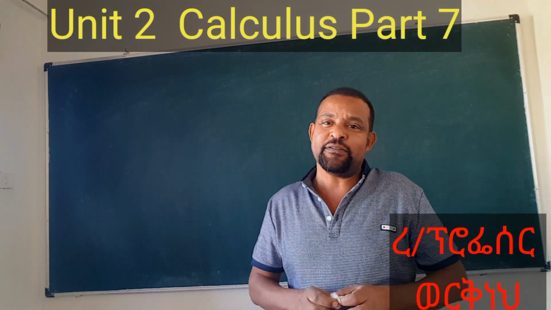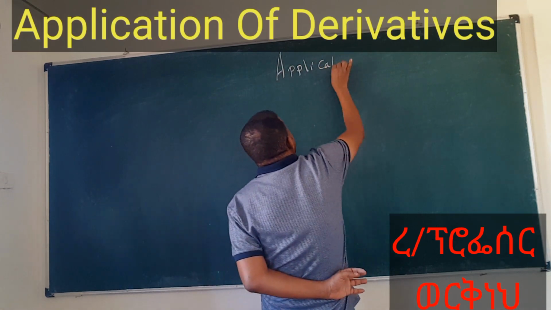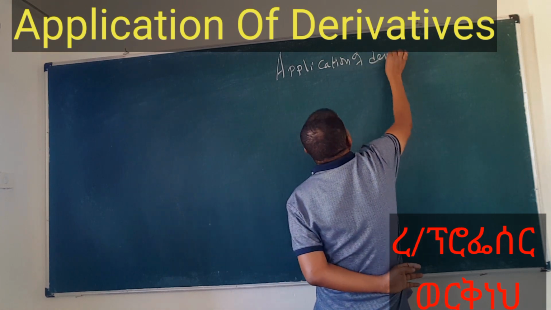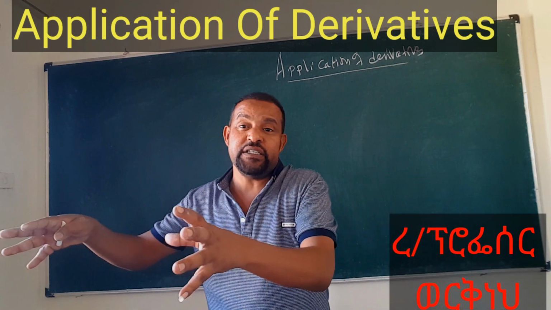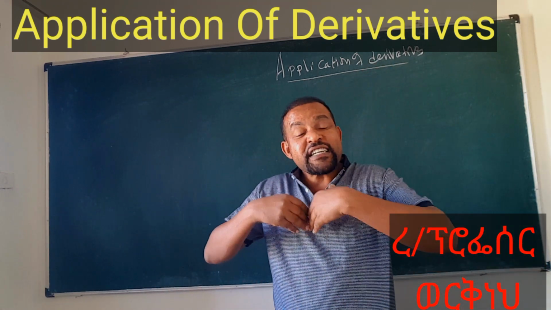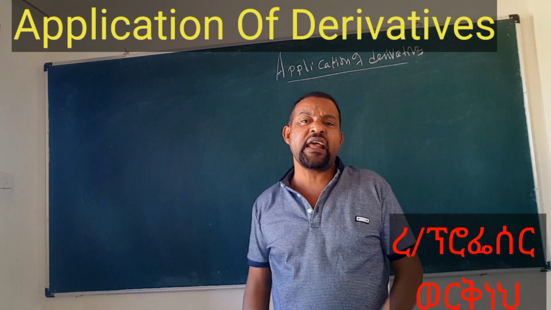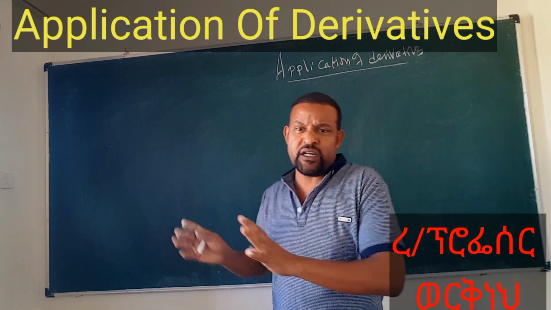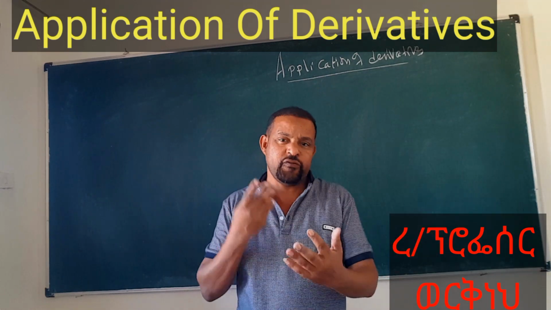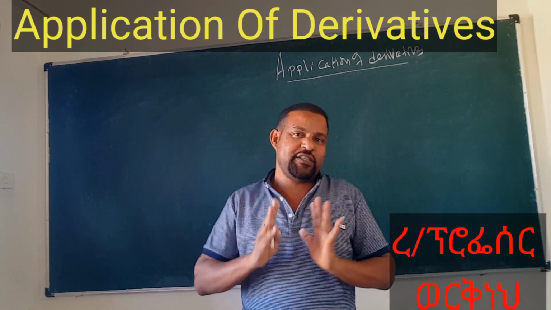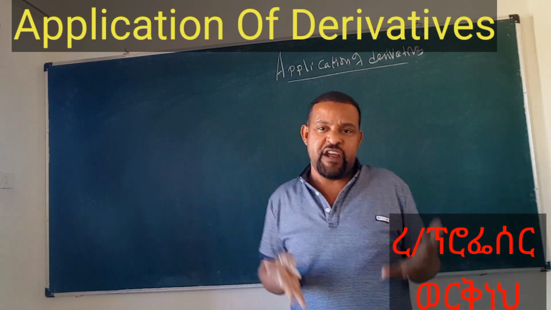Today, we are going to discuss the application of derivatives. Since differentiation deals with the rate of change of one quantity with respect to another quantity, and since this rate of change has different applications in different areas of study in social science and natural science, differentiation has a variety of applications, both in social and natural science. So we will see some of the applications of differentiation in some of these fields.